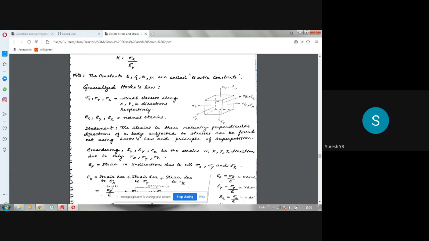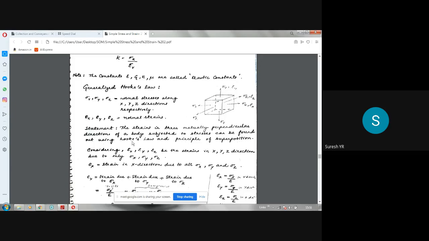So it states that generalized Hooke's law states that the strains in three mutually perpendicular directions of a body subjected to stresses can be found out by using Hooke's law and the principle of superposition. Hooke's law means if you take sigma x here, epsilon x is related to sigma x. How is it related? Epsilon x is equal to sigma x divided by E, that we have seen earlier. So by knowing the stress, we can find out strain in that direction just by dividing the stress value by Young's modulus. So sigma x by E gives the value of epsilon x in this direction.